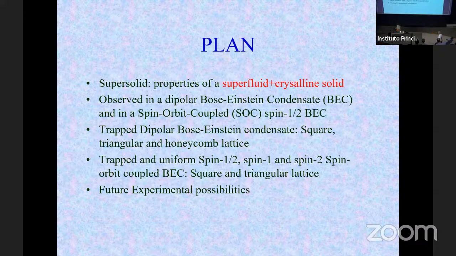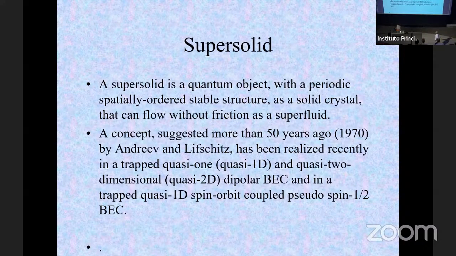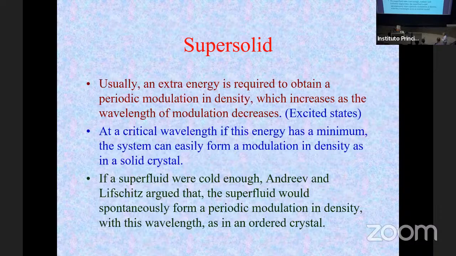A supersolid is a quantum object which is a periodic and spatially ordered stable structure as a solid crystal that can flow without friction. This concept was suggested by many authors. It has been shown by previous speakers, but it gained more impact, more attention after the work of Henri and Lipschitz, and after that, many years passed, and only recently we have seen experimentally some signs of supersolidity. And what is the idea of Henri and Lipschitz?